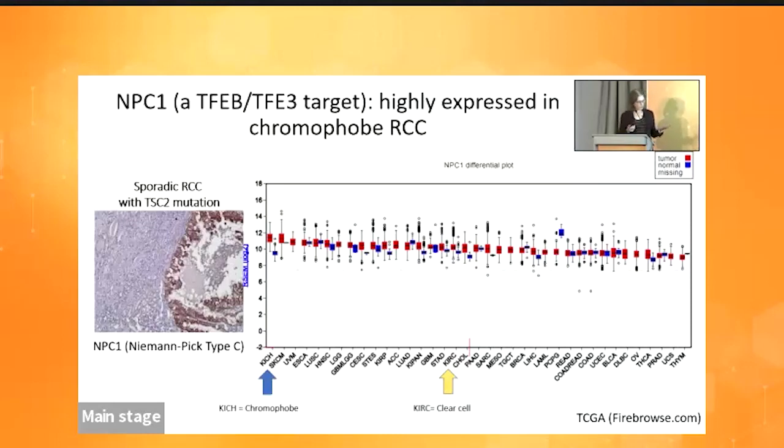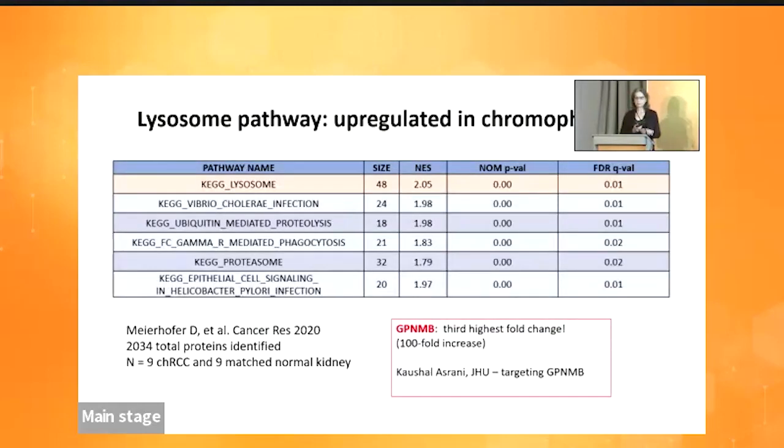So it turns out that NPC1, this Niemann-Pick type 1 protein that I told you about a moment ago, across the whole TCGA, the highest levels are in chromophobe kidney cancer, shown here with the blue arrow. We also know from really beautiful proteomic work done by David Meierhofer's lab in Germany that the lysosome pathway is strikingly upregulated in chromophobe, including GPNMB, which had the third highest fold change.